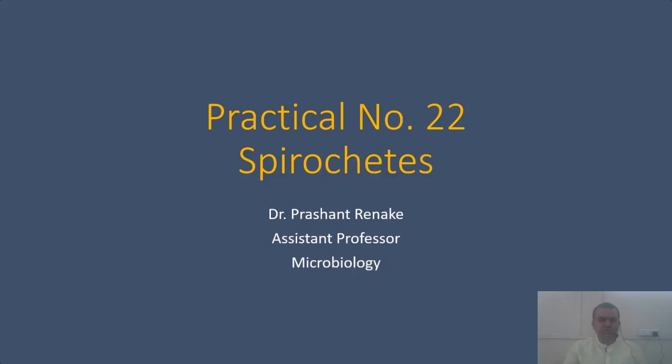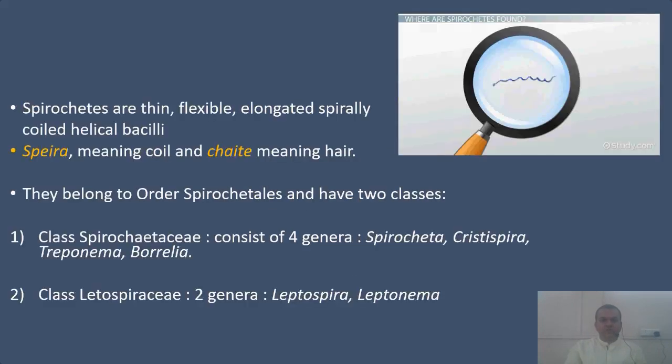So we'll start with it. Today's practical number is 22, that is about spirochetes. We are getting started with what the spirochetes are that we have to learn, and the practical aspects of each of the spirochetes which are pathogenic mainly to the human body.